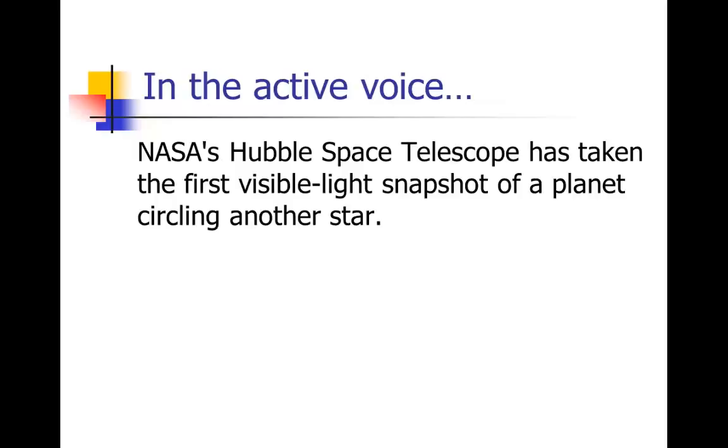All right, so to turn that one into the active voice, you had to recognize that what was doing the taking of the snapshots, that's NASA's Hubble Space Telescope. That's the subject. What was taken? Well, it was the snapshot of the planet. So we're going to turn that back into the active voice by saying NASA's Hubble Space Telescope has taken the first visible light snapshot of a planet circling another star.